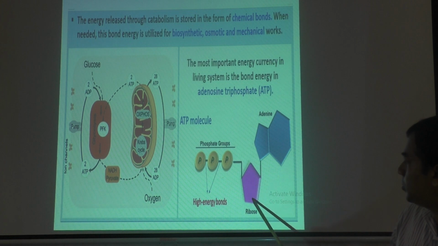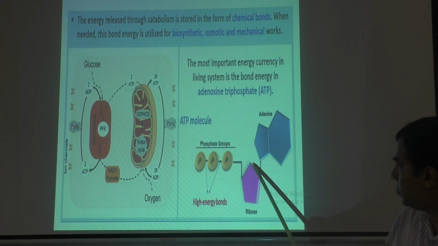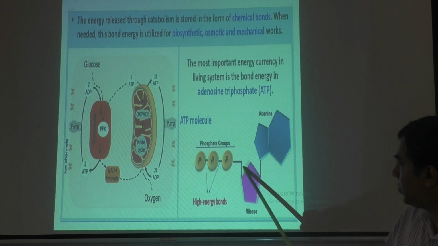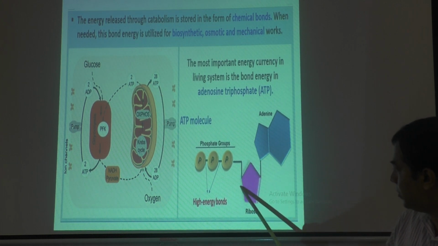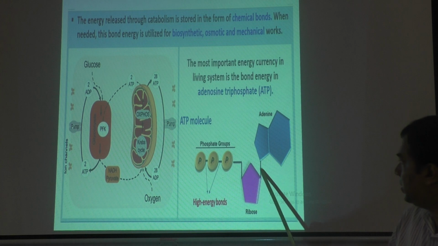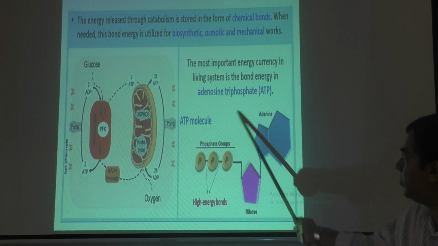Then it is bound to ribose sugar, that is a pentose sugar. You can see a 5-membered ring: carbon 1, 2, 3, 4, 5. This is oxygen, here oxygen comes, then here carbon 1, carbon 2, carbon 3, carbon 4, and this line, what you see as a black line, that is carbon 5. Then it is bound to adenine. That's why it becomes adenosine.